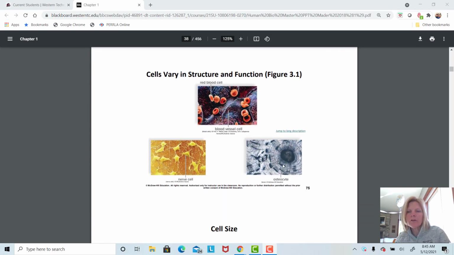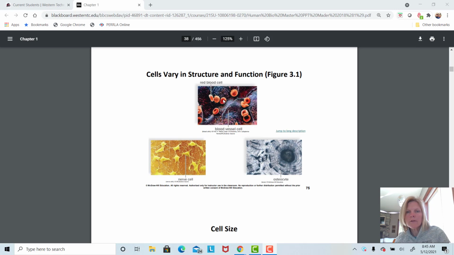So we look at, for example, here are these dark cells. These are called osteocytes, and these are found in our bones, and they create that hard bone tissue that gives us support and strength. These are nerve cells here in the yellow. Those are for conducting impulses and helping us respond to our environment.